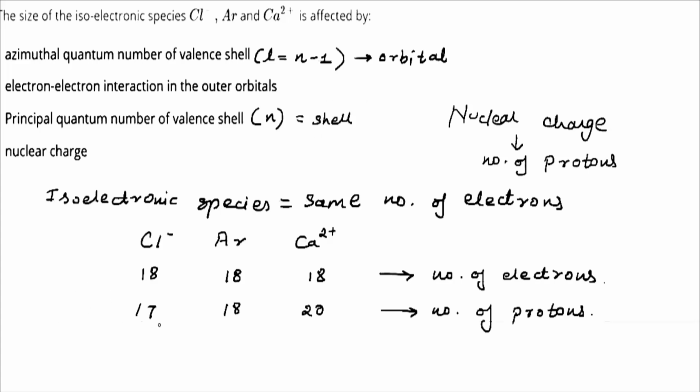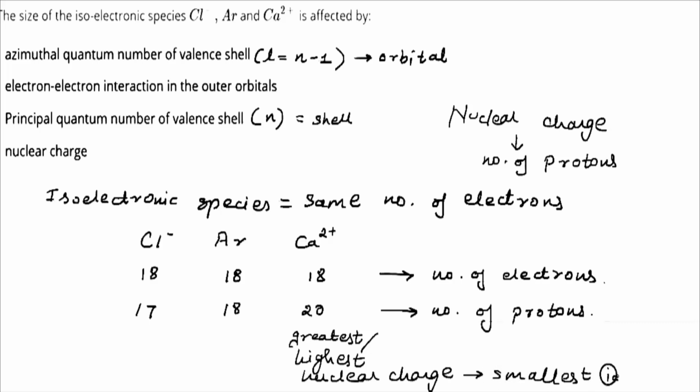Yeah. So in this case, as we can see, the greatest number of protons is in calcium, right? So the nuclear charge would be the greatest, or you could say the highest, for calcium, isn't it? So the highest nuclear charge will be for calcium. That itself says that it would be having the smallest ionic size, isn't it? And which will be the largest ionic size? Of course, that of chloride. So this will be the largest ionic size among these three, isn't it?